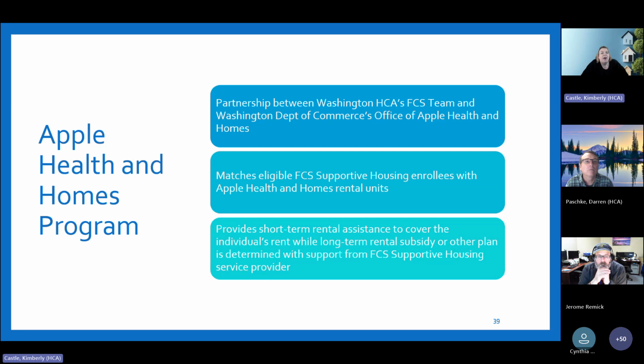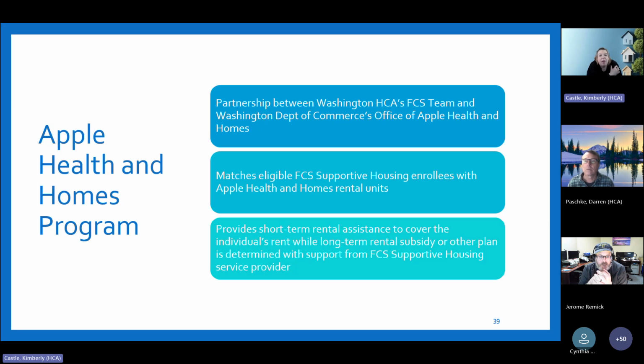All right, I'm going to move into Apple Health and Homes. Some of you may have heard it called AHA. We like acronyms in our lives, so we make sure there's always an additional acronym you have to learn. Apple Health and Homes is a new department at the Department of Commerce, and we were legislatively mandated to partner with Commerce on a new program connected to FCS. Going back to my old school housing days, it's the 3 legs of the stool. The idea behind Apple Health and Homes is that we're bringing the units, the services, and the funding together. With Apple Health and Homes, there's capital funding so that providers who want to stand up housing can designate specific units to eligible Apple Health and Homes enrollees.